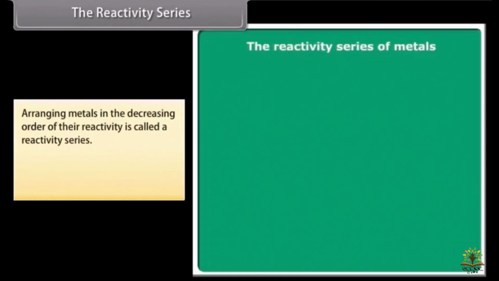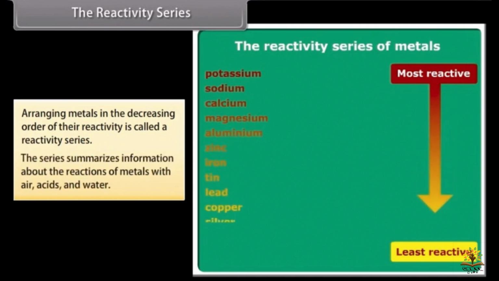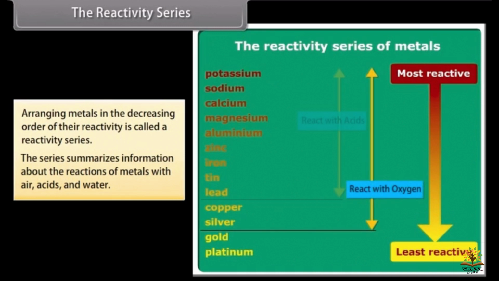The reactivity series. Metals being arranged in the decreasing order of their reactivity is called a reactivity series. It is used to summarize information about the reactions of metals with air, acids, and water.